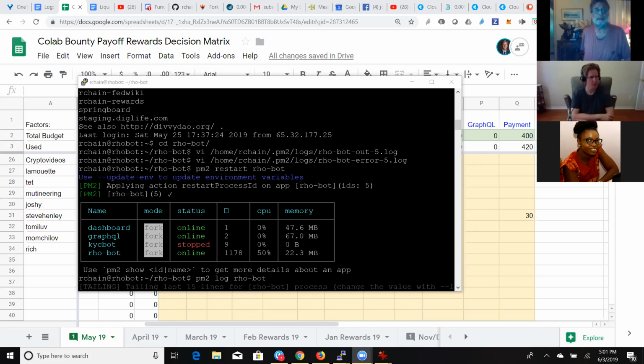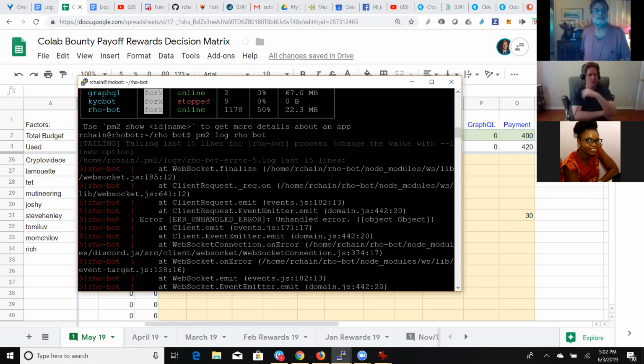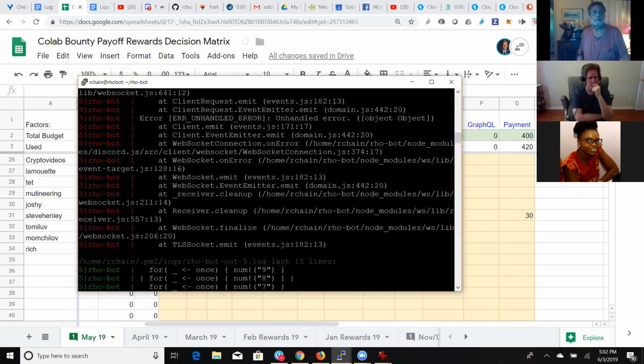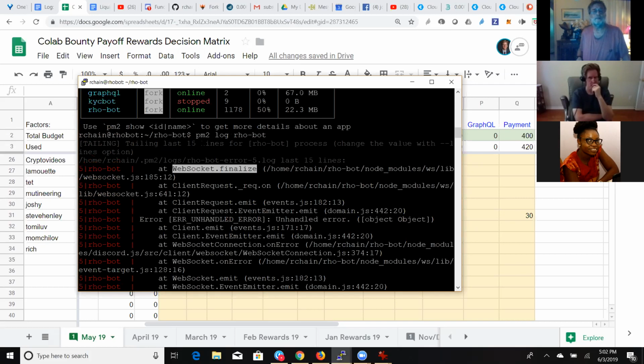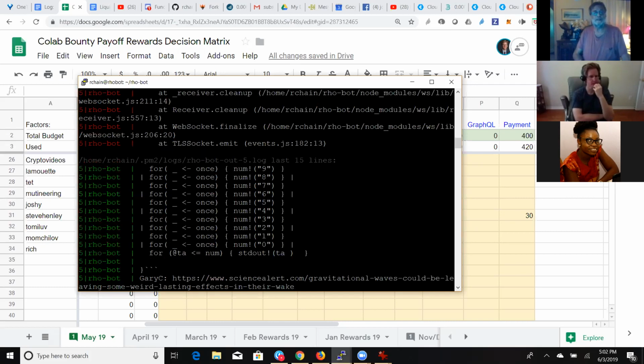Here I did a PM2 restart of robot because robot was getting these errors. Well, here's the error. I did a PM2 log of robot, and I was getting this WebSocket finalize error. Robot kept trying to restart and kept getting that error. But after I did the restart, I did another log. Weird. It's still showing that last error, but you can see it's working here.